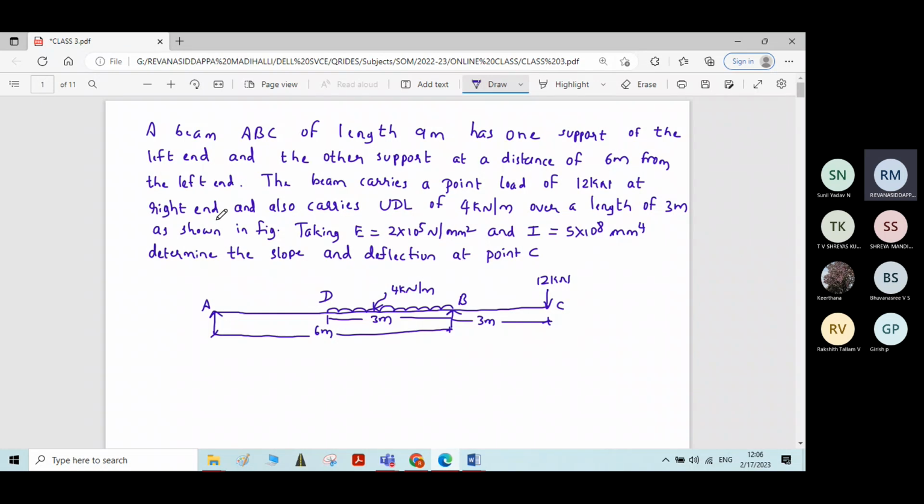All of you go through the question. A beam ABC, total length is 9 meter, has one support on the left end and the other support is at a distance of 6 meter from the left end. Support B is 6 meter from support A. The beam carries a point load of 12 kilonewton at the right end and also carries a UDL of 4 kilonewton per meter over a length of 3 meter as shown in figure. From the right end towards left, 4 kilonewton per meter UDL is acting, correct? Young's modulus and moment of inertia are given. It is asked to find slope and deflection at point C, at the last point.